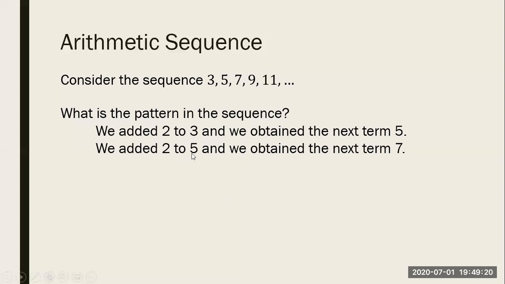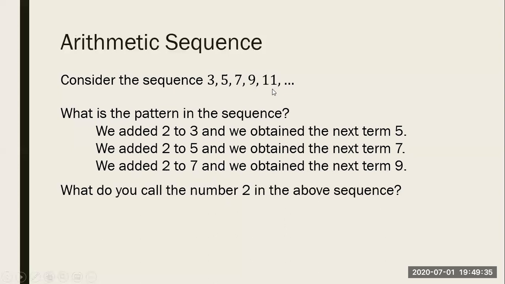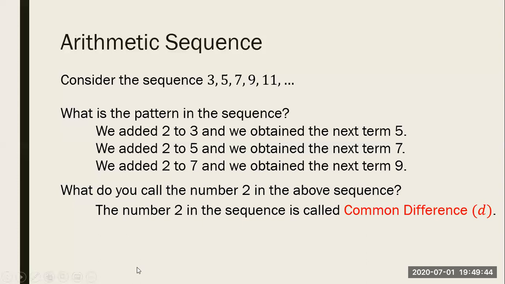We added 2 to 5 and we obtained the next term 7. Then we added 2 to 7 and we obtained the next term 9. And so on. We added 2 to 9 and we obtained 11. Okay, so what do you call the number 2 in the above sequence? Okay, the number 2 in the sequence is called common difference.